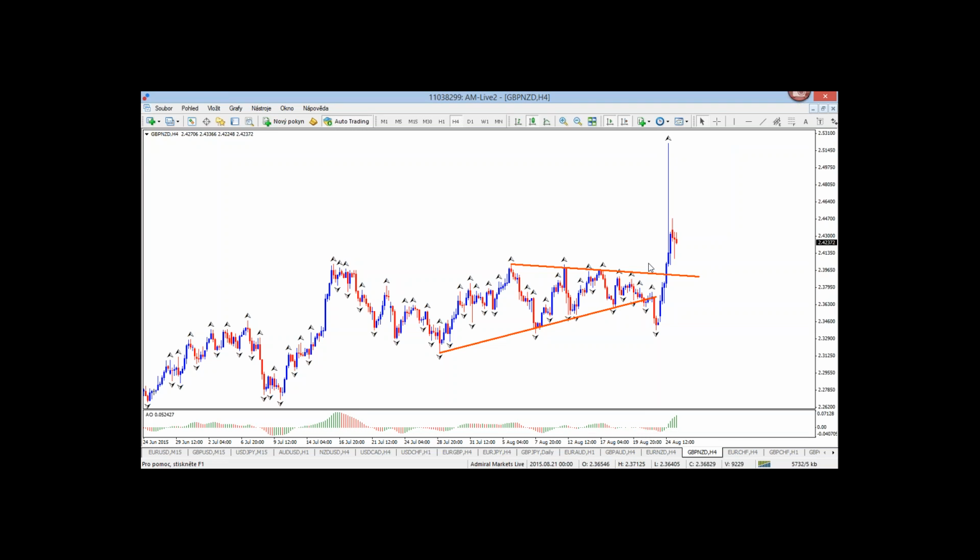BT is asking, do you use the wick as part of a fib? Yes, I would just fib to the top, even if the candle is a wick.